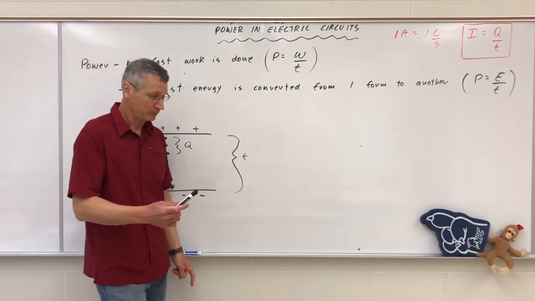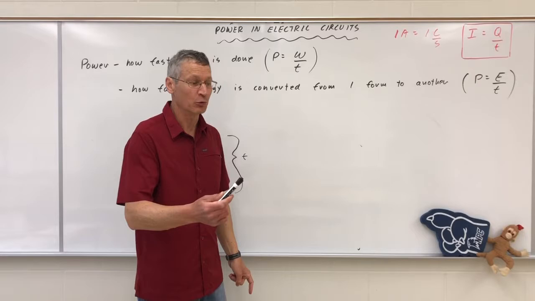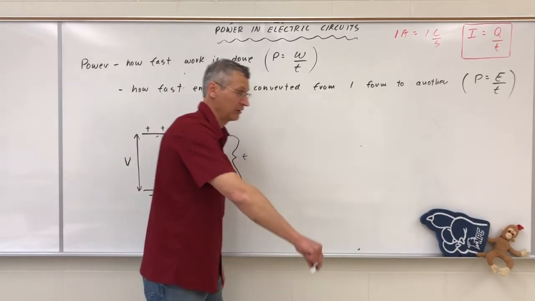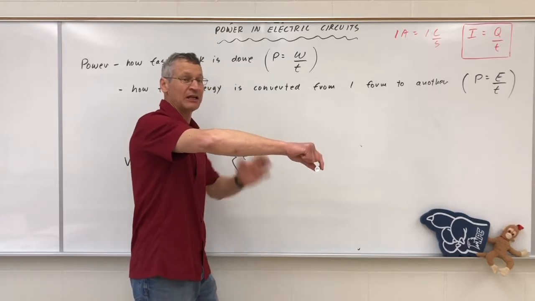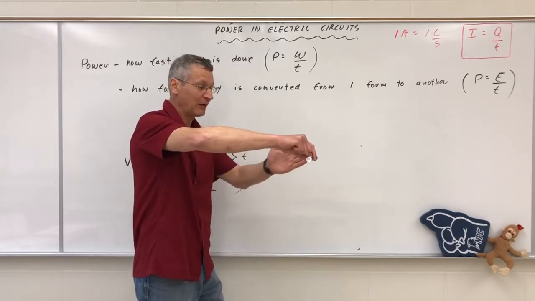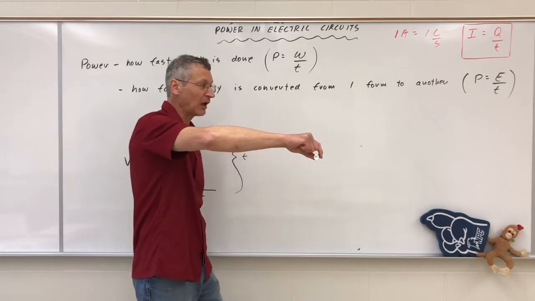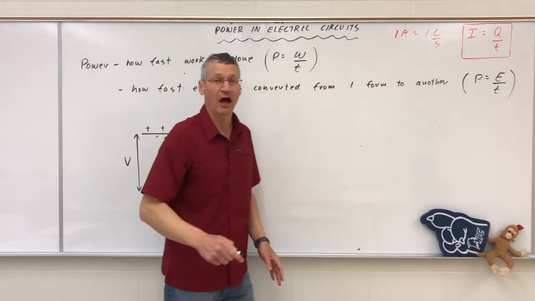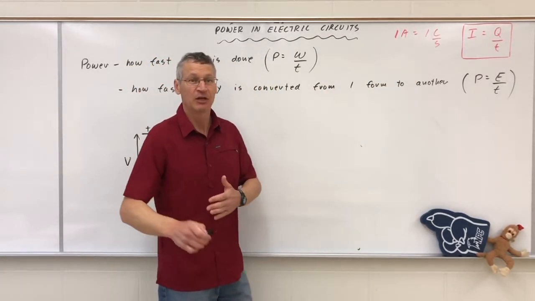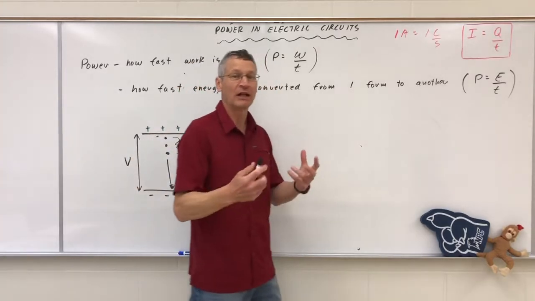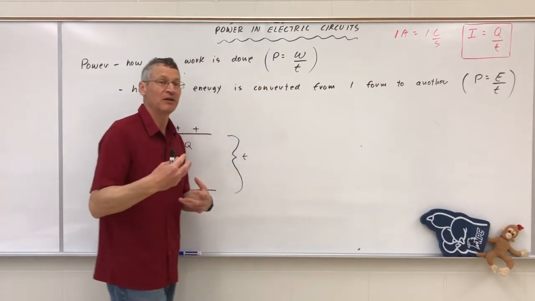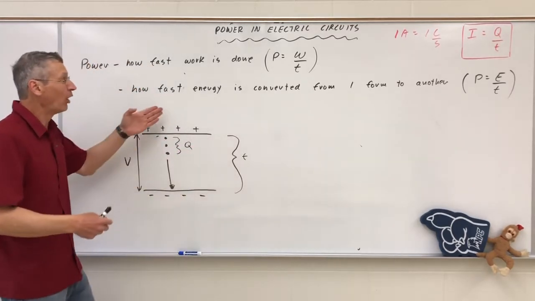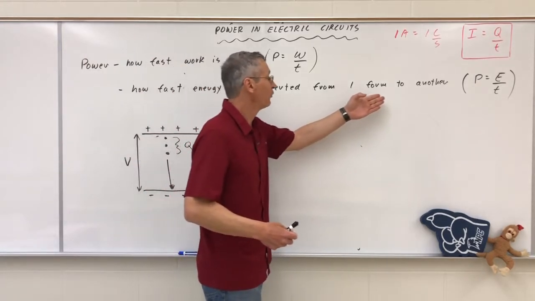And remember what happens when you do work. If I do work on this marker, I am converting chemical energy in my arm to gravitational potential energy in the pen. If I throw the pen like this, I'm converting, again, chemical energy in my arm to the kinetic energy of the pen. Whenever work is done, some type of energy is being converted to some other type of energy. So you could say power is how fast energy is converted from one form to another.